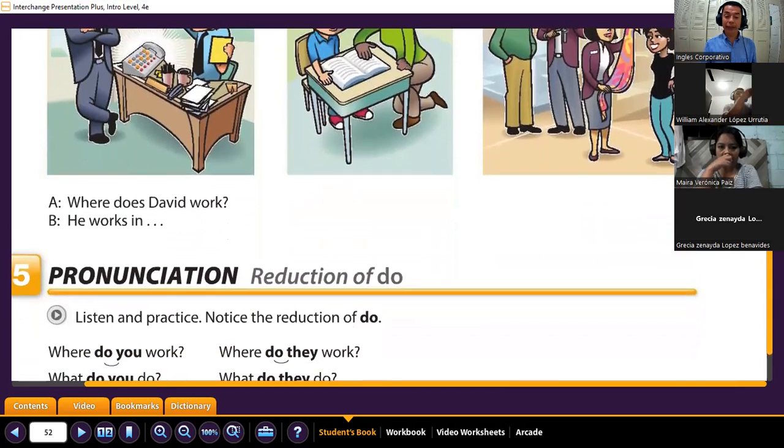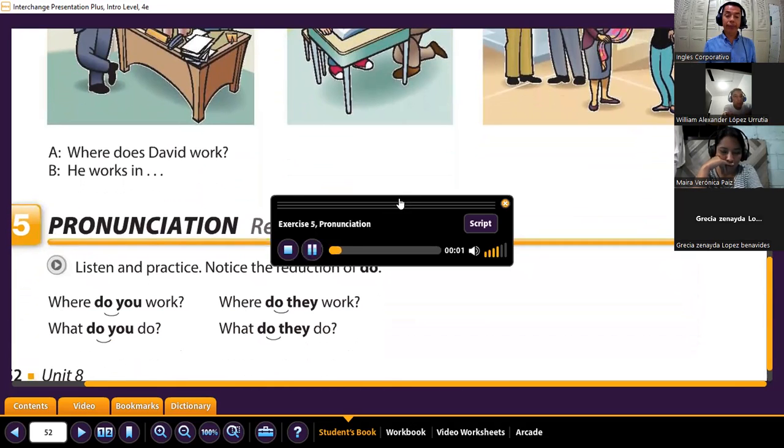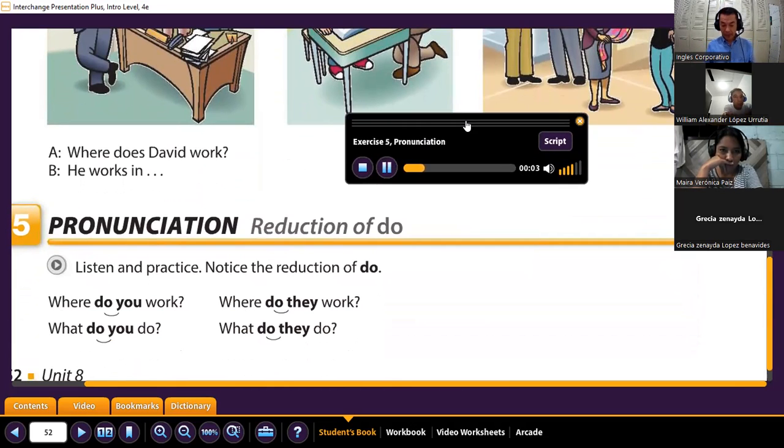Lo felicito, right? Ahora vamos a practicar algo de pronunciación. Ready? Listen. Page 52, exercise 5, pronunciation. Reduction of do. Listen and practice. Notice the reduction of do. Where do you work? What do? Where do they work?